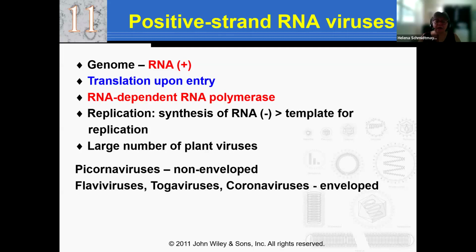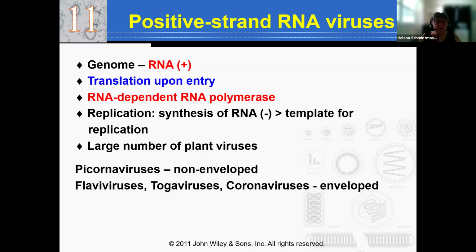ribosomes and start translation. All these viruses encode an RNA-dependent RNA polymerase enzyme, which is required for replication of these viruses. And once this polymerase is synthesized, it starts by the synthesis of RNA minus, or anti-genome. RNA minus serves as a template for synthesis of genomic RNA plus.